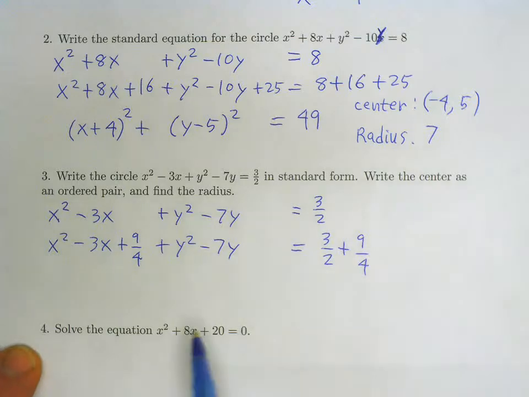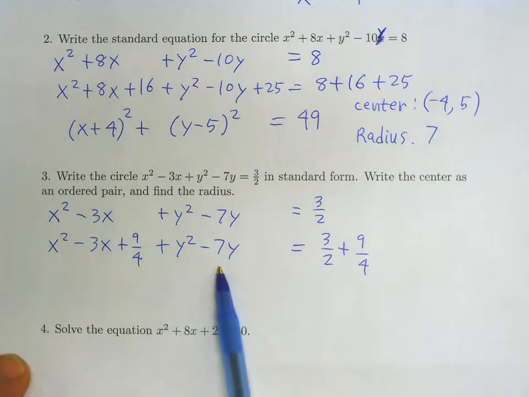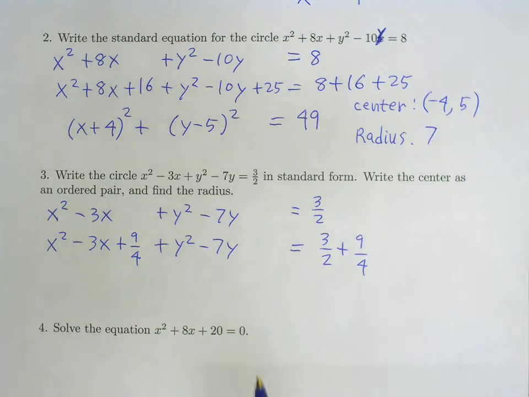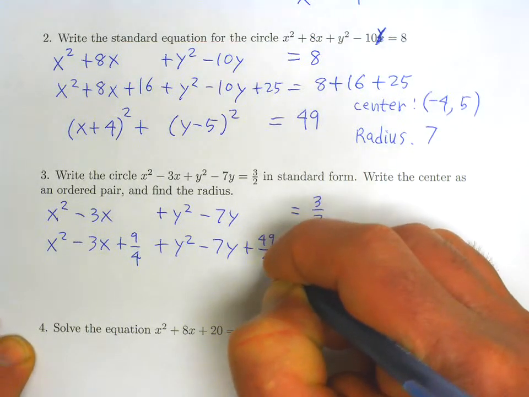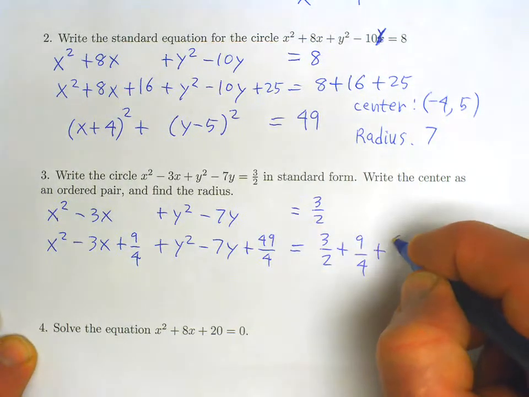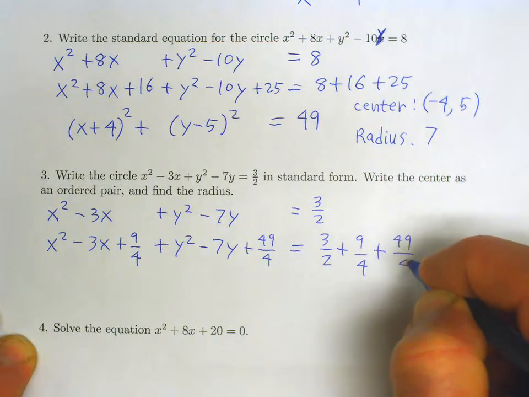And then we're going to complete the square on y squared minus 7y. So this time we take 1/2 of negative 7. 1/2 of negative 7 is negative 7/2. And then we square negative 7/2, and we get positive 49/4. So we add 49/4 to both sides.